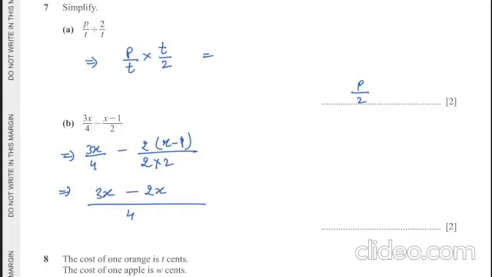Now I'll open this bracket. As you can see, minus sign is there, so sign inside the bracket will change. So 3x minus 2x will be x, so x plus 2 by 4. So this will be the answer for the question 7b. Okay, let's move to the next question.